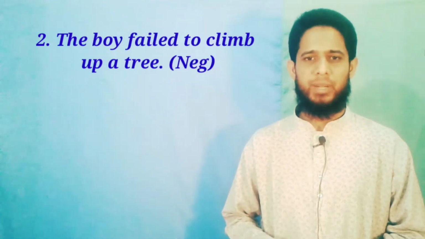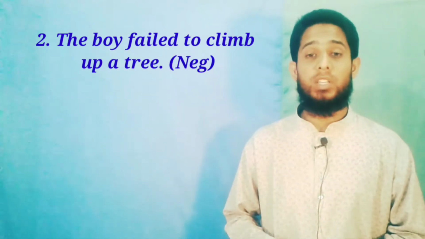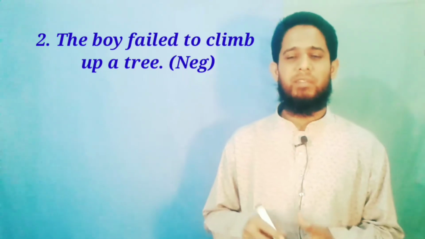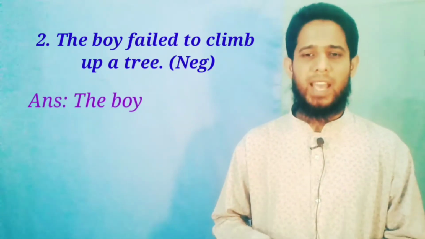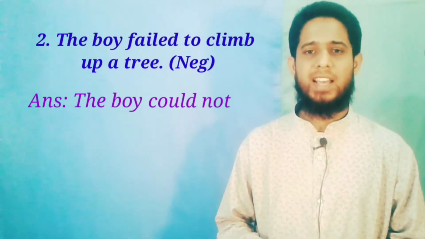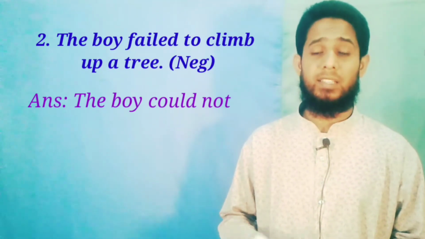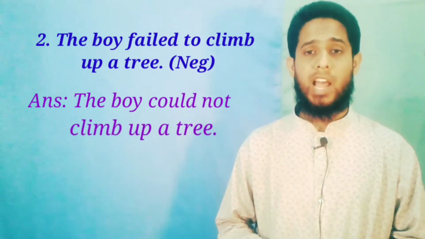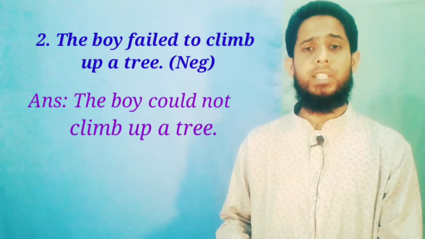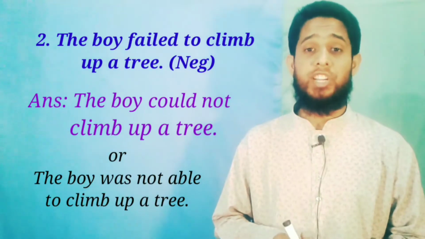Number 2, the boy failed to climb up a tree. It means the boy was unable or could not climb up a tree. So first write the subject the boy and then could not, replacing the word failed, and the rest of the sentence. And the answer is the boy could not climb up a tree. You can do it in another way, which is the boy was not able to climb up a tree.